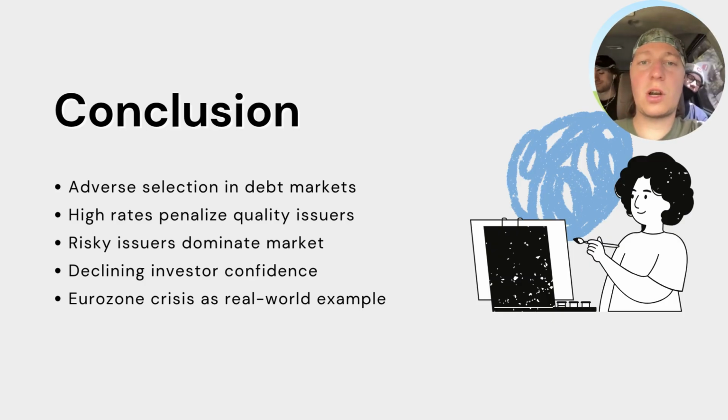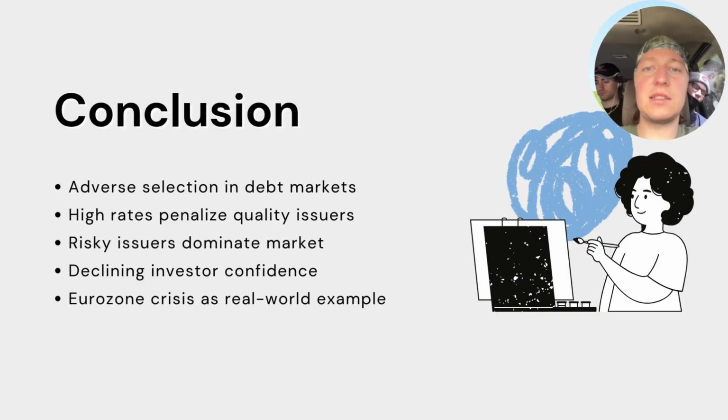Now, if we come to the conclusion part, the lemons problem happens when investors can't distinguish between high quality and risky borrowers because of information gaps in both corporate and government debt markets. This leads to higher interest rates for everyone. As a result, good borrowers leave the market, leaving only risky ones, which lowers overall quality and hurts investor confidence.